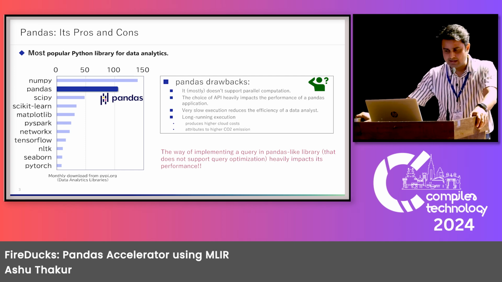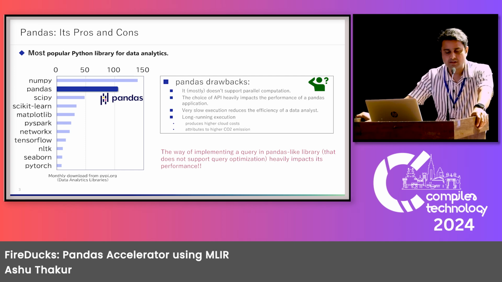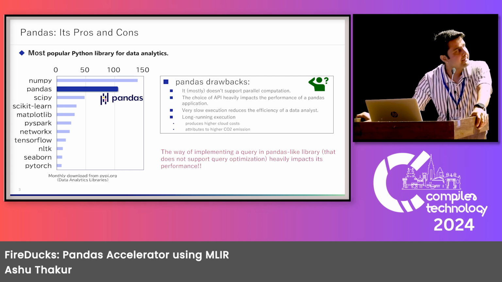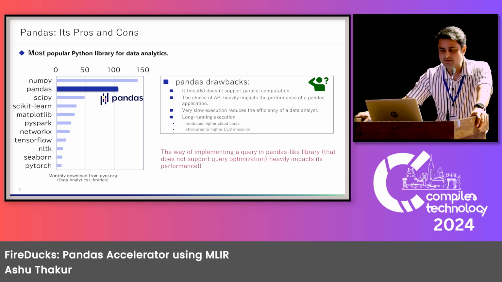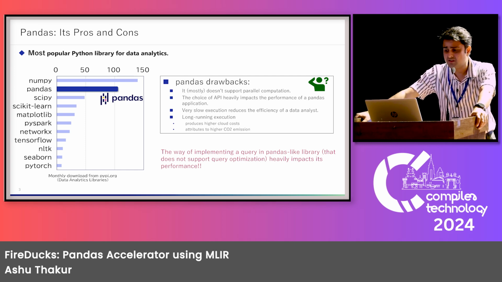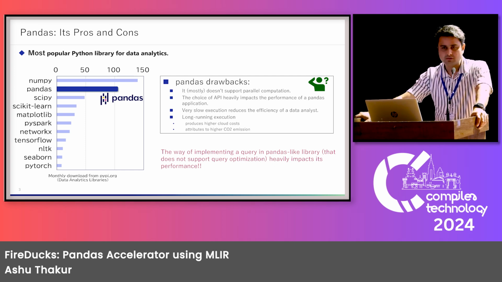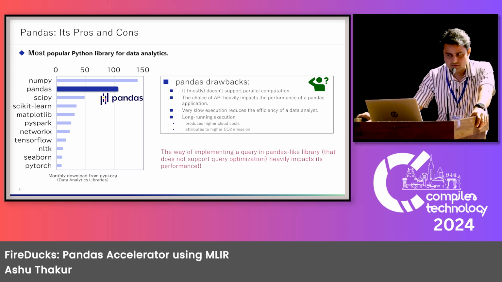The third one I would like to highlight is the very slow execution nature of Pandas. If you have very large data and a lot of queries to execute, it might take a lot of time. And the fourth one, due to this, is that a lot of people are working on the cloud these days. If it is a slow, long-running execution, then obviously it produces higher cloud cost, which can be attributed to adding a lot of servers, and to higher CO2 emissions. So we are also thinking from the optimization perspective, plus being environment friendly and cost friendly.